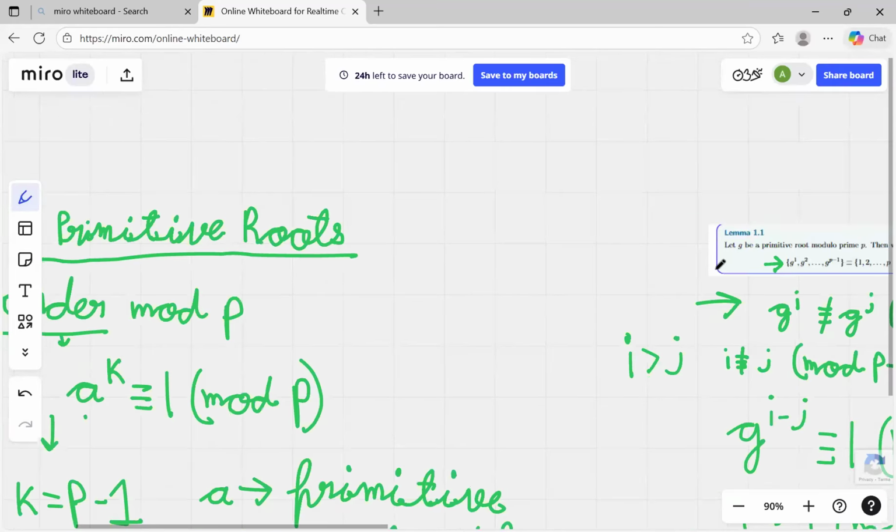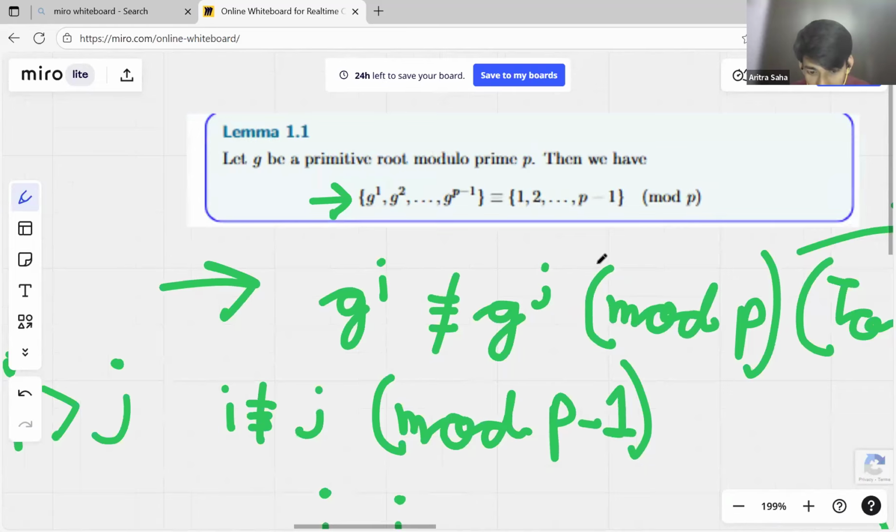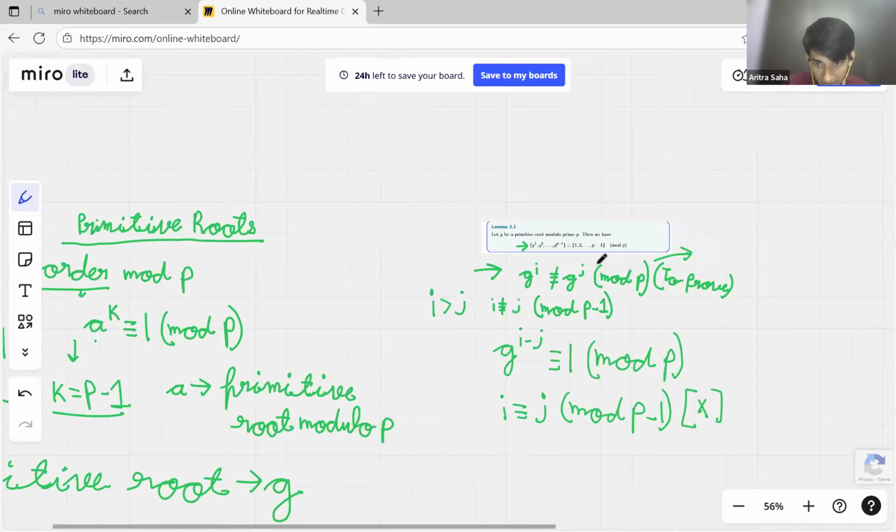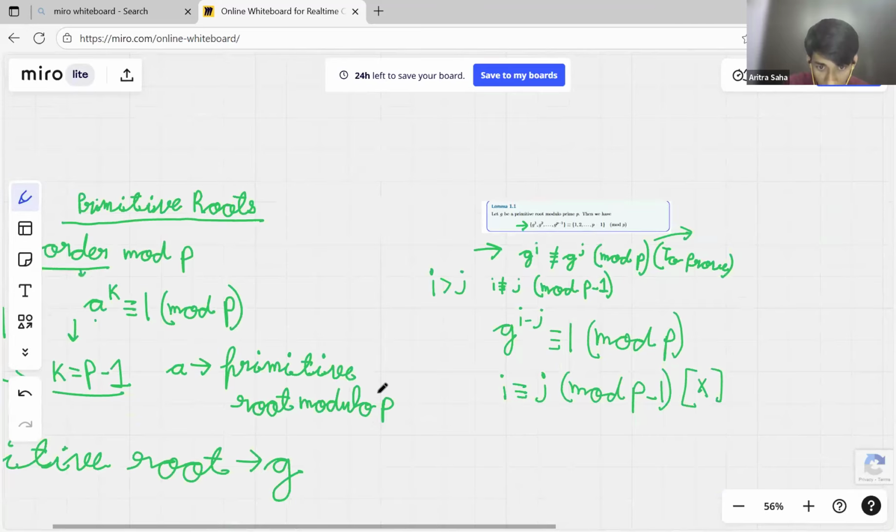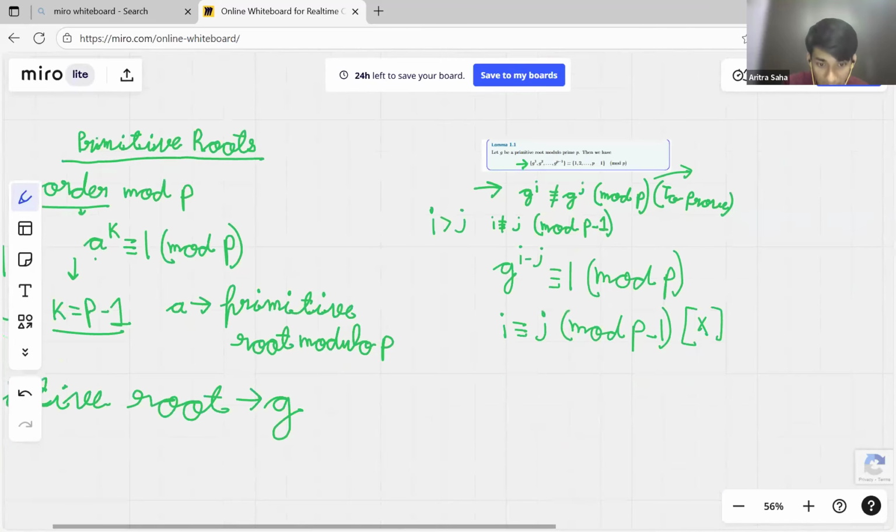Can we guarantee that every prime has at least one primitive root? Can we prove that every prime has at least one primitive root? Yeah, I'll prove this right now. For this proof, I'll need a lemma, and I'll just paste it. You should try to prove the lemma. It's not too hard.